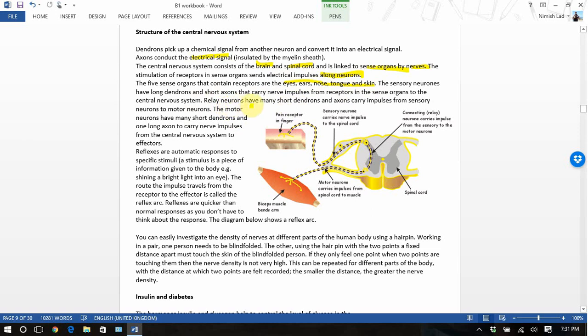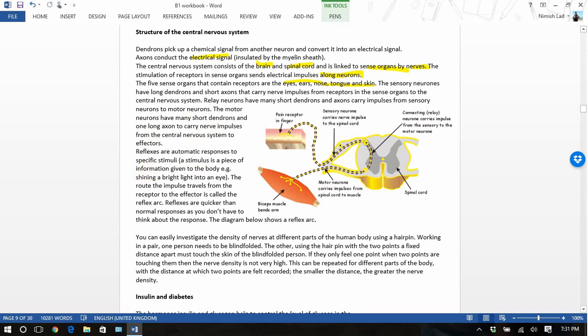Relay neurons have short dendrons and axons carry impulses from sensory neurons to the motor neurons. You don't need to know about which ones are short or which ones are long. I've never seen a question asked about that. The motor neurons have many short dendrons and one long axon to carry a nerve impulse from the central nervous system to effectors. Okay, so I'll go through this process in a second as we tie it into what's happening here.